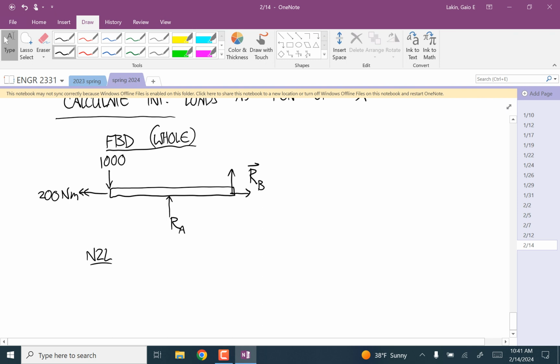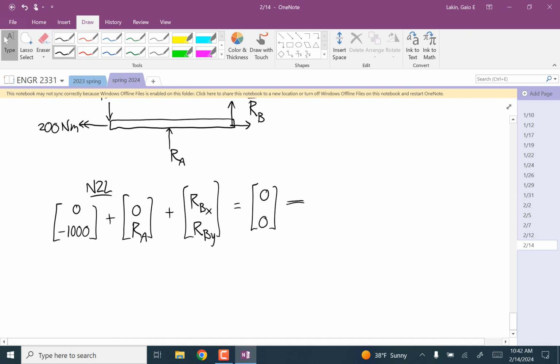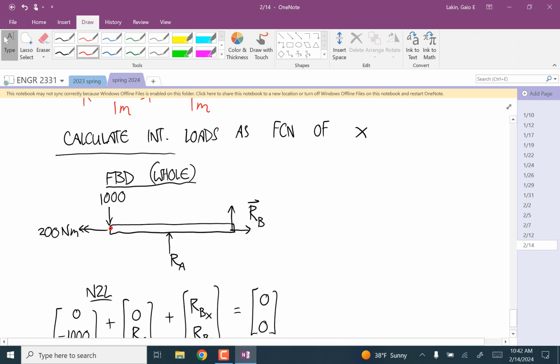So Newton's second law says 0, negative 1,000 plus 0 RA plus RBX, RBY is equal to zeros. I guess we can't calculate it yet. So go to the moment equation. I'm going to put the about point here.